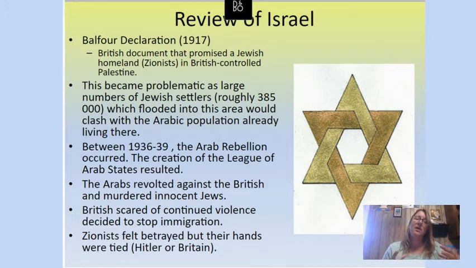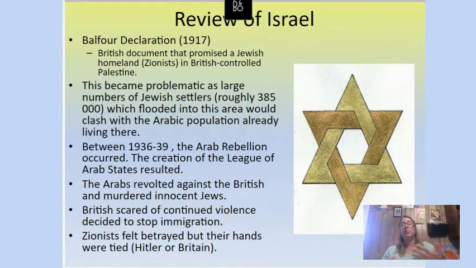This is mostly an Islamic area, so a different religion. But in 1917, the Britons have a document where they actually promise the Jewish people a homeland in that area. And these homeland Jewish people are referred to as Zionists. So it's just a little background as to what's going on.